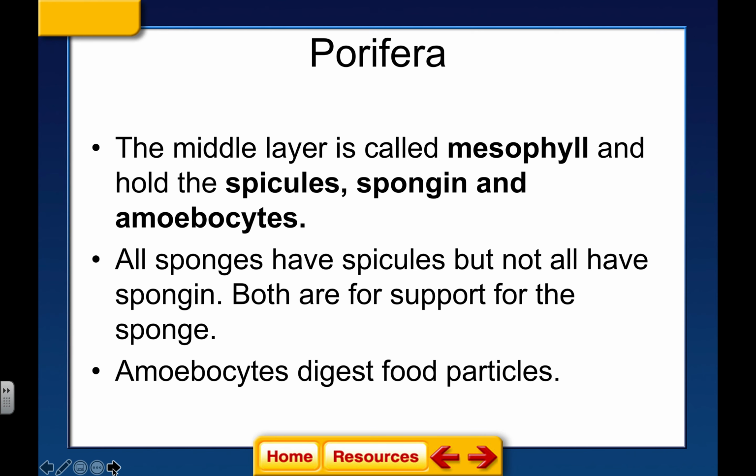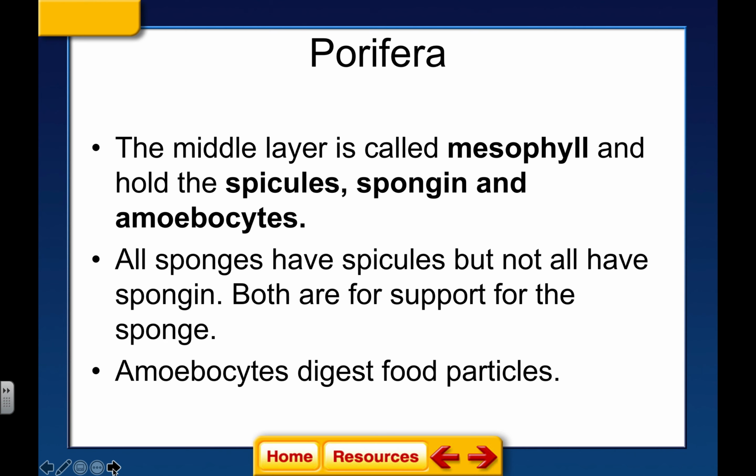Now the middle layer, because there's going to be an inner layer, middle layer, and outer layer. The middle layer is called mesophyll. Meso means middle. And in this layer, there are three things: spicules, spongin, and amoebocytes. All sponges, no matter what species, have spicules. Spicules are very sharp, but they don't all have spongin. Some of them have both.